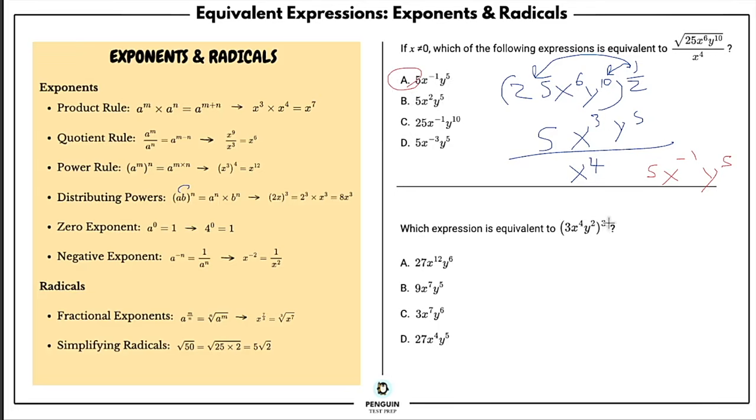Bottom right corner, it's really just all about distributing. So 3 to the 3rd is 27, so B and C are out. X to the 4th to the 3rd would be 4 times 3 is 12, so it's choice A. I don't have to look at the rest.